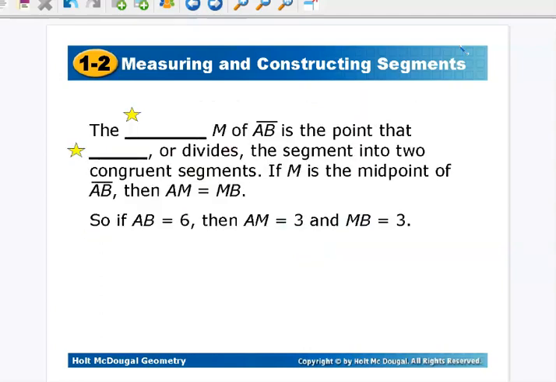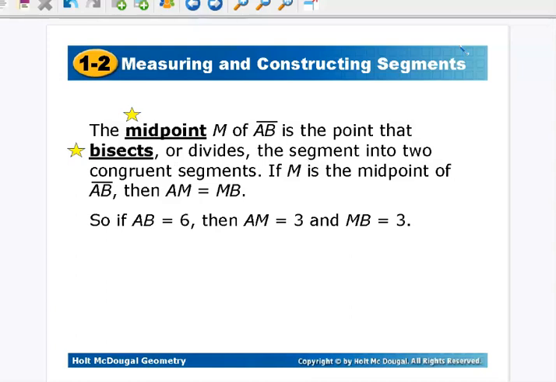Okay, keep moving here. Let's get to some new vocabulary. The midpoint, M, of AB is the point that bisects or divides the segment into two congruent segments. If M is the midpoint of AB, then AM is equal to MB. This works well with a picture, I think, and we'll do it right up here.